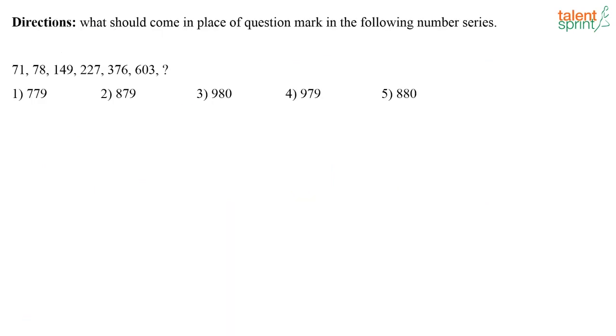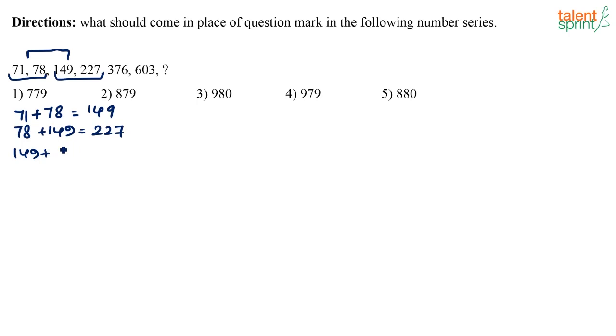Okay, next. So the next question is on number series: 71, 78, 149, 227, 376, 603, dash. So how do you solve this? See, you have 71 plus 78, that is equal to 149. Similarly, 78 plus 149, that is equal to 227. Then you have 149 plus 227, that is equal to 376. Then you have 227 plus 376, that is equal to 603.